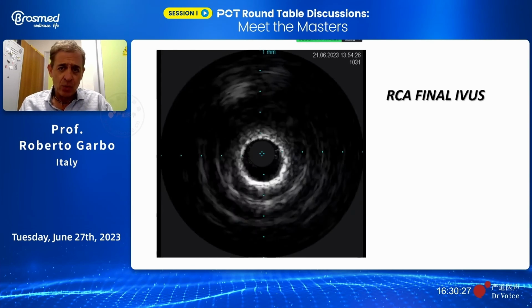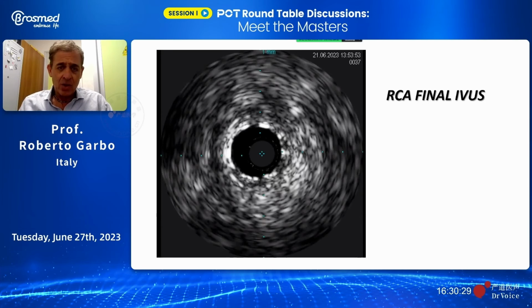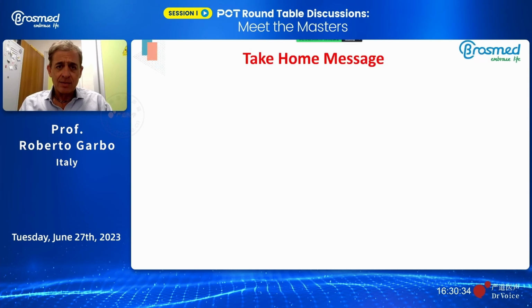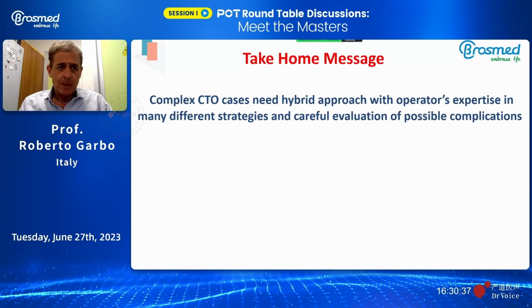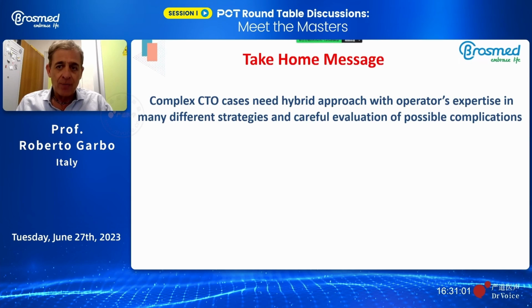So to conclude, my final comment, if I'm able to go to the final slide. Complex CTOs need a really careful evaluation and a hybrid approach, with operators' great expertise in order to be really flexible. And during the procedure, you need to change strategy very fast. So don't stay in failure mode for too long, be able to change strategy, and carefully evaluate possible complications that can occur during the procedure.